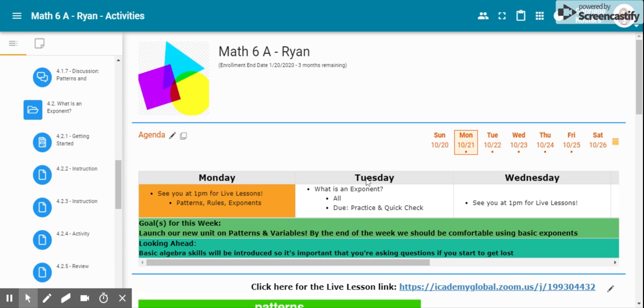All right, we are in math and today is Tuesday. So, what is on the agenda for today is the folder titled What is an Exponent? And as this says here, we're going to go through each of the items there, and what is due is the practice and the quick check.